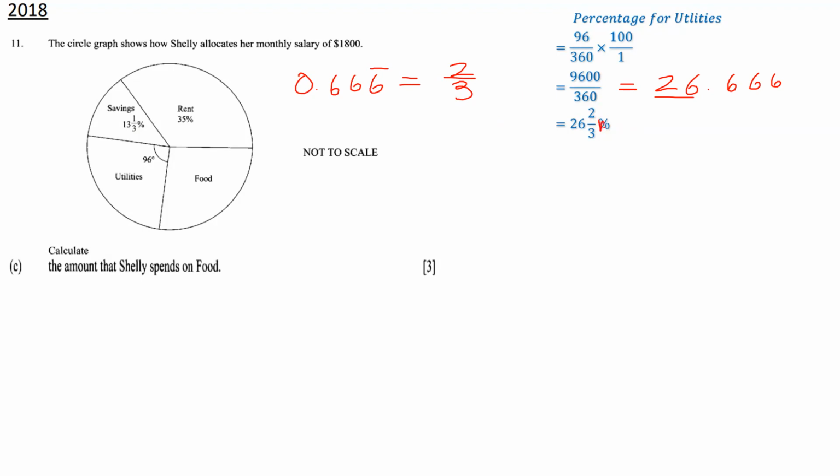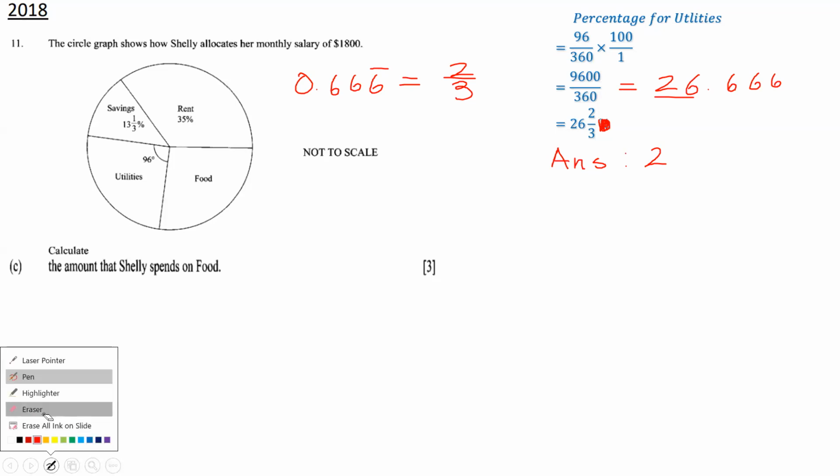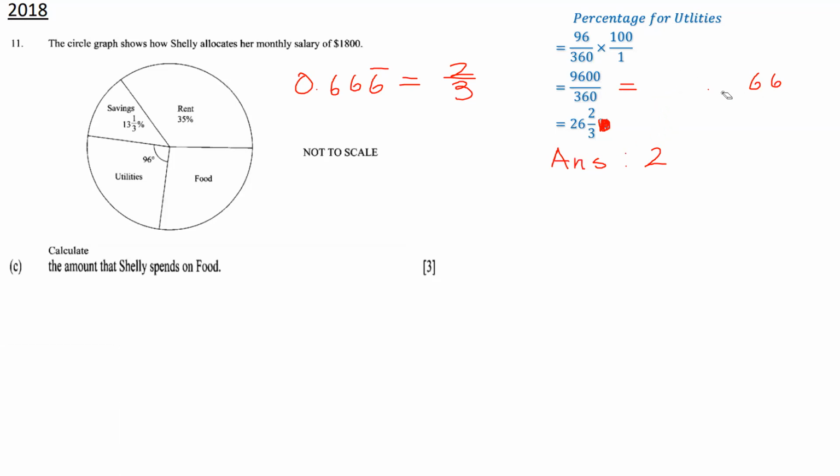We do not need to put the percentage sign, all right? Not right here. What we have to do is we have to say our answer is 26 and 2 over 3%. So our answer, let me put it on the side. So we're saying that means our answer right here, our answer for utilities, right, is going to be 26 and 2 over 3%.